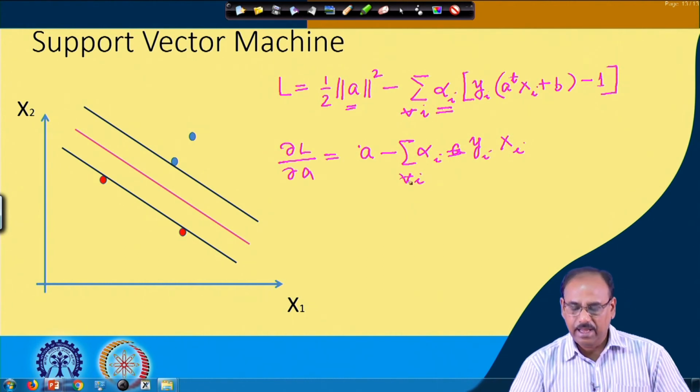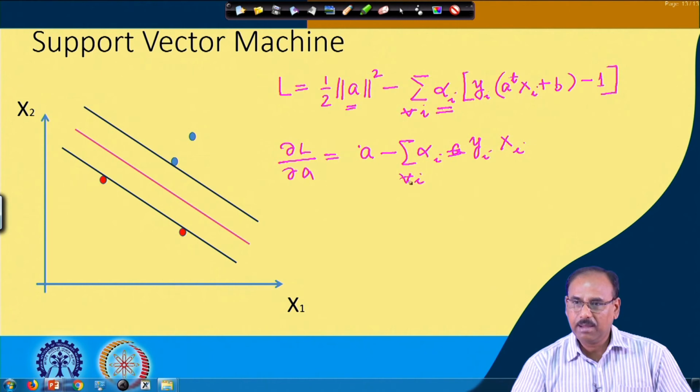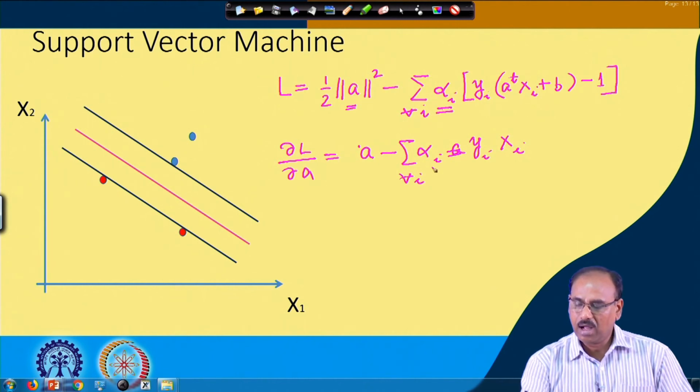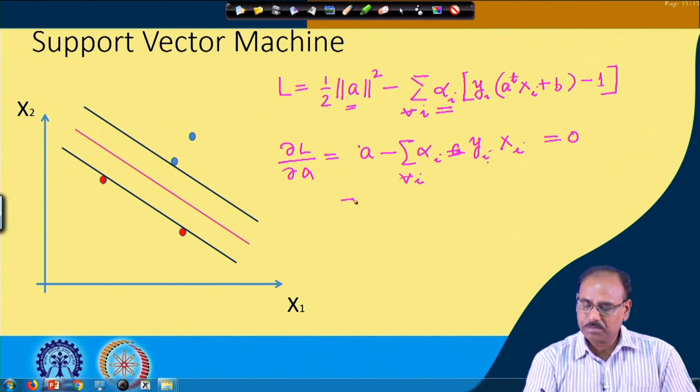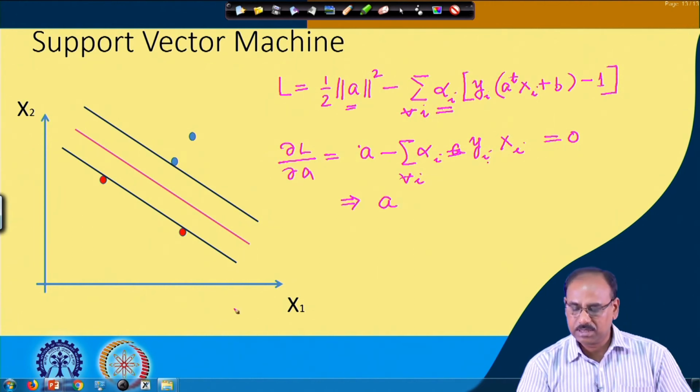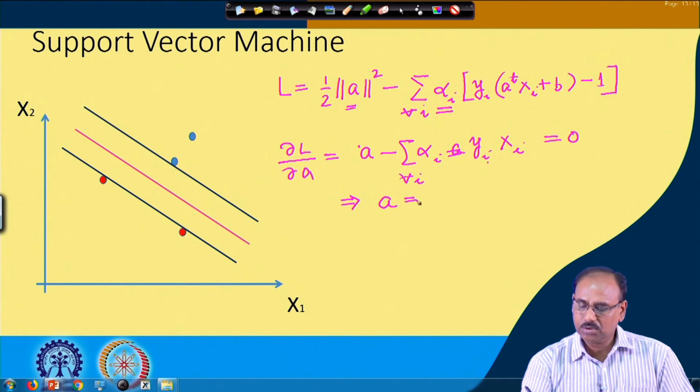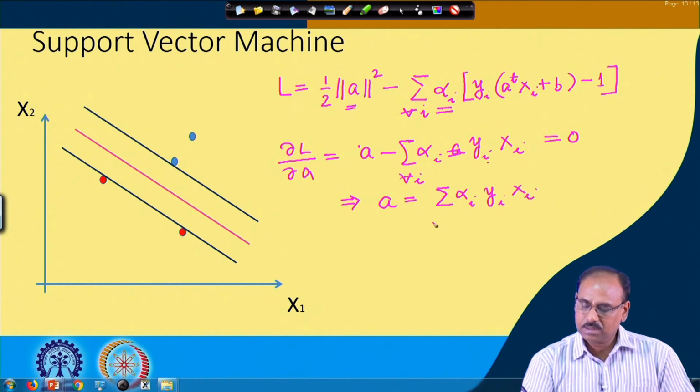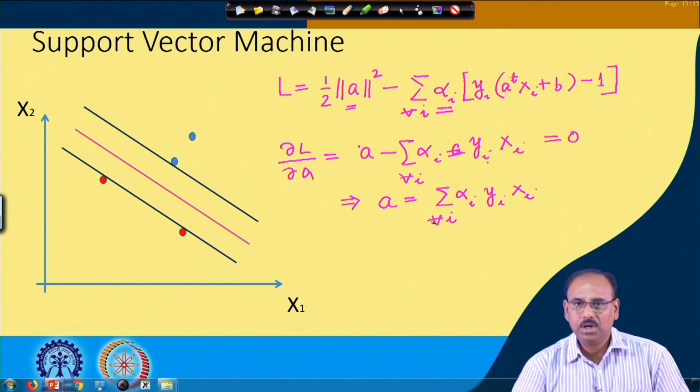So, when I differentiate L with respect to A, it becomes A minus sum of alpha I, yi, xi, and that has to be equated to 0, which gives me the solution vector A, or the orientation of the separating plane, to be equal to sum of alpha I, yi, xi. Summation has to be taken over all I, that is all the training vectors which are given for designing the support vector machine.